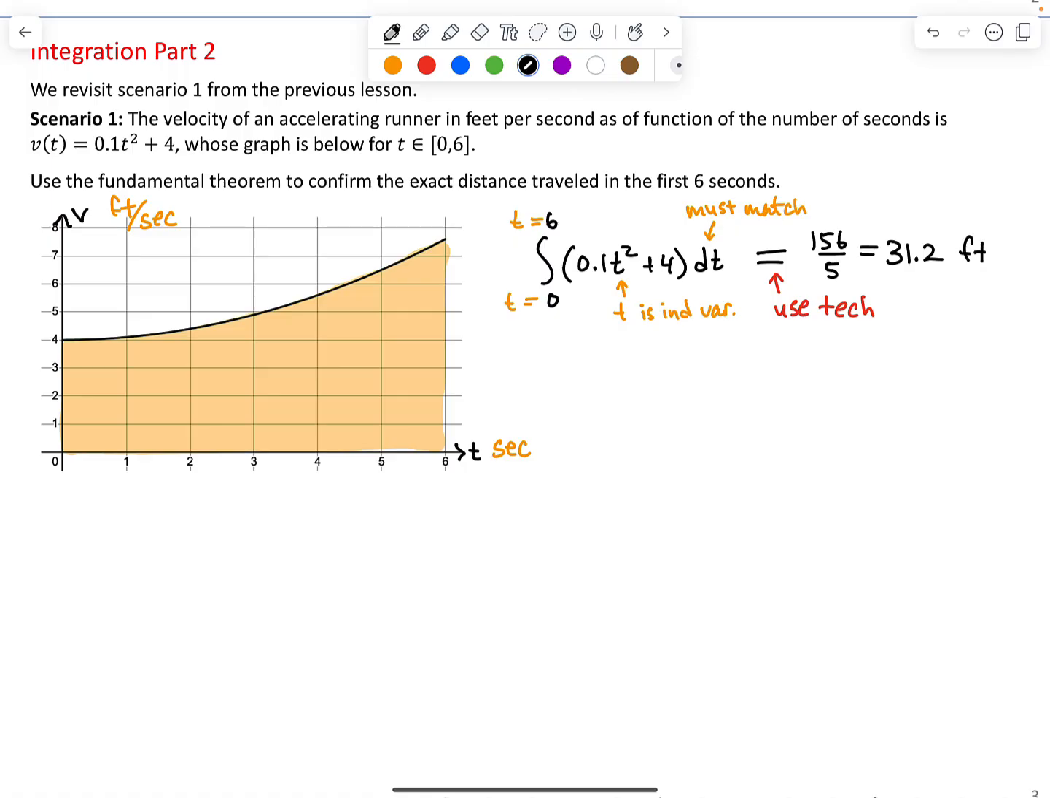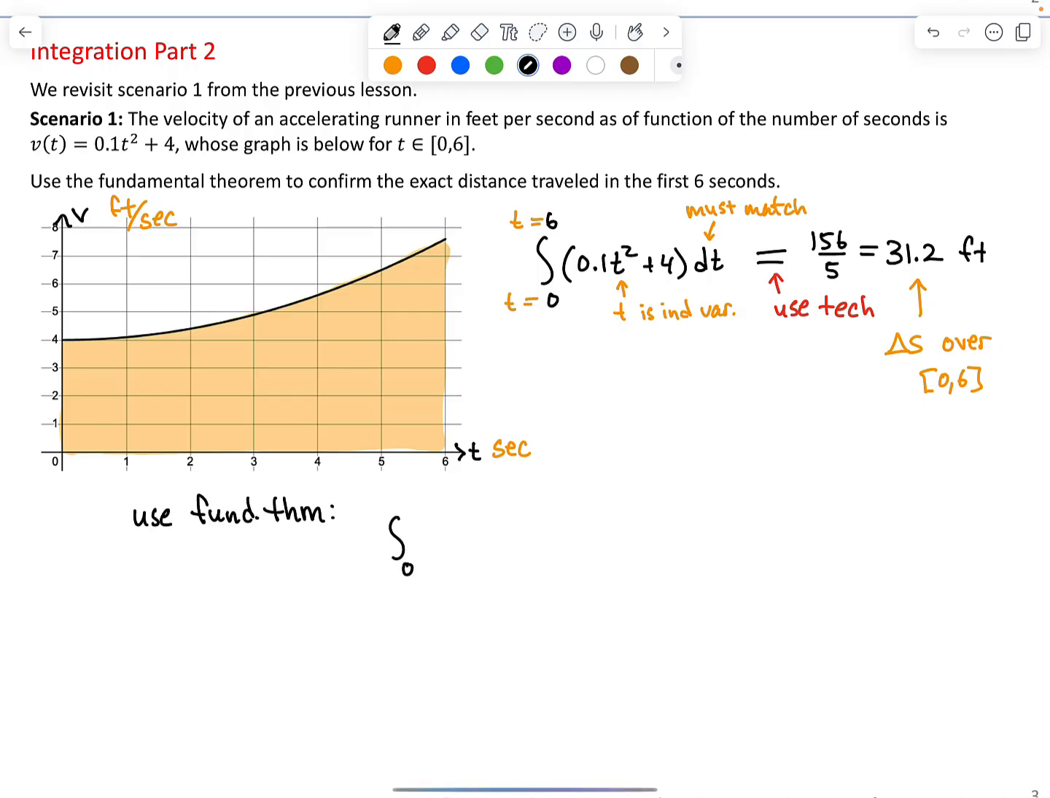So this is a case where area does not represent area. We're using area to represent a distance. Furthermore, this is the change in position over the interval from t equals 0 to t equals 6. So the runner gained 31.2 feet during the first 6 seconds of running. I invite you to compare this answer with the approximations we got in the last lesson. But now I want to show how the fundamental theorem is the tool whereby we get this answer.